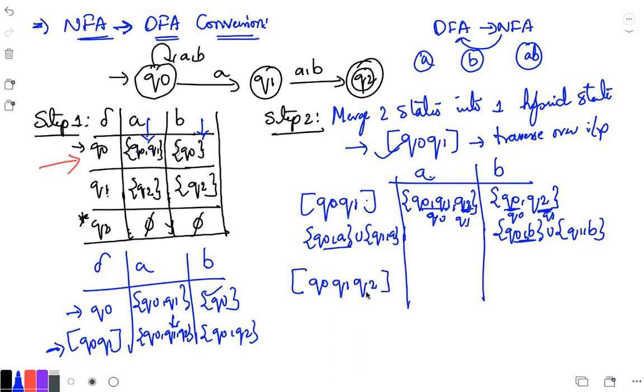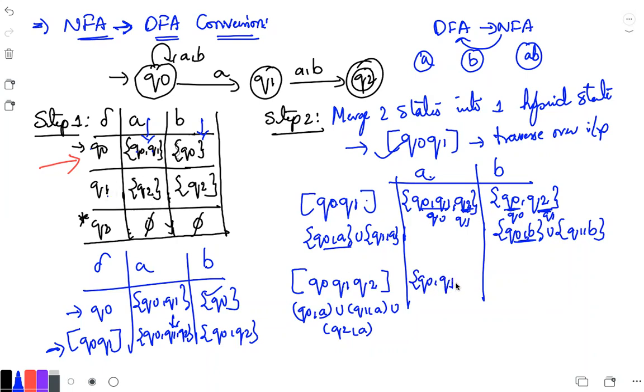So after a new state is obtained, just traverse it over the same input, A and B. So now we have three different states. You should see it as Q0 on A union Q1 on A union Q2 on A. Q0 on A. What is Q0 on A? Q0, Q1. What is Q1 on A?